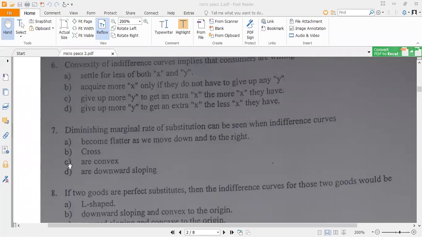Question 8. If two goods are perfect substitutes, then the indifference curves for these two goods would be... Okay, so the indifference curve for perfect substitutes.